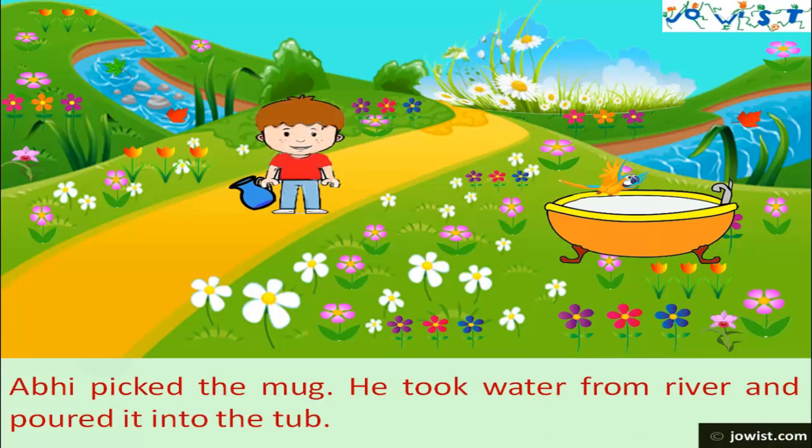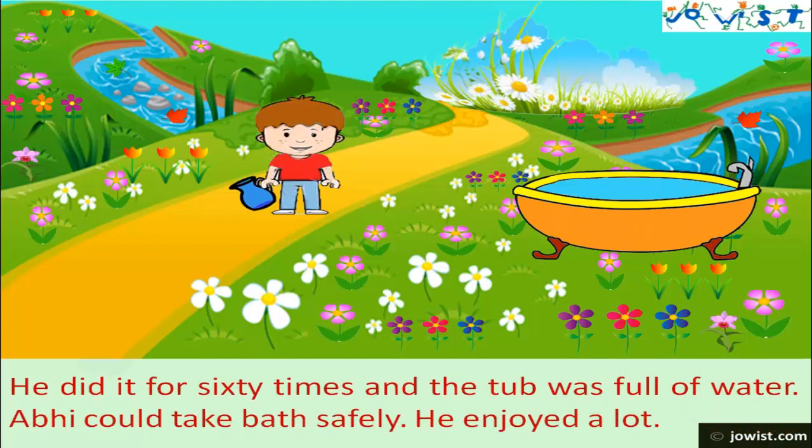Abhi picked the mug. He took water from the river and poured it into the tub. He did it 60 times and the tub was full of water. Abhi could take a bath safely. He enjoyed a lot.